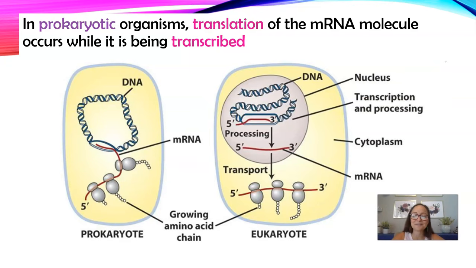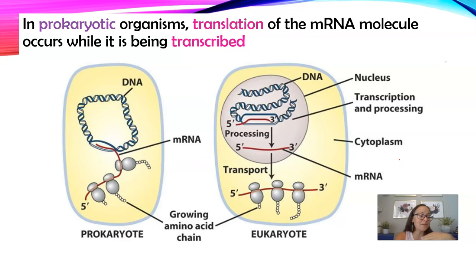Now, when we compare prokaryotic organisms to eukaryotic cells and how they do protein synthesis, there's some differences. The first difference is the location. For eukaryotes, transcription happens first in the nucleus, and then translation, which is building the protein, happens second in the cytoplasm on a ribosome. Whereas in a prokaryote, transcription and translation happen simultaneously.